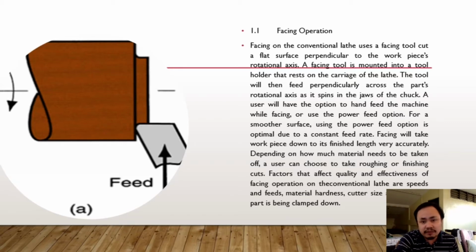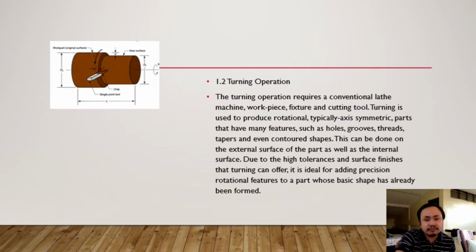A user will have the option to hand feed the machine while facing or use the power feed option. For a smoother surface, using the power feed option is optimal due to a constant feed rate. Facing will take a workpiece down to its finished length very accurately. Depending on how much material needs to be taken off, a user can choose to take roughing or finishing cuts. Factors that affect quality and effectiveness of facing operation on conventional lathe are speeds and feeds, material hardness, cutter size, and how the part is being clamped down.